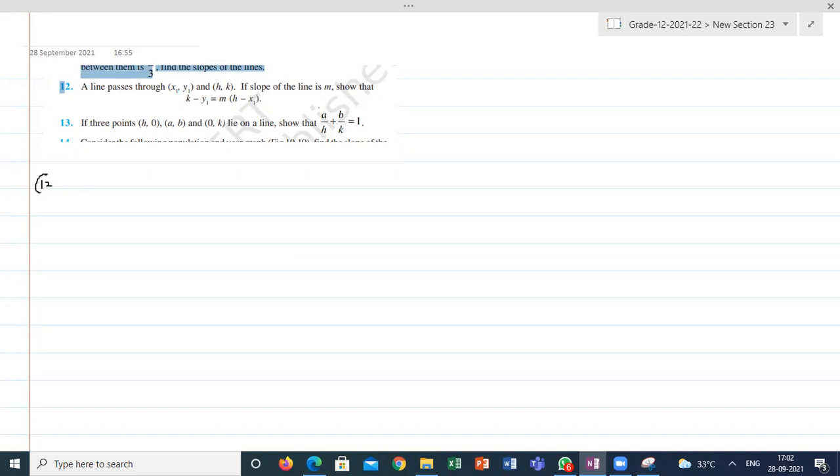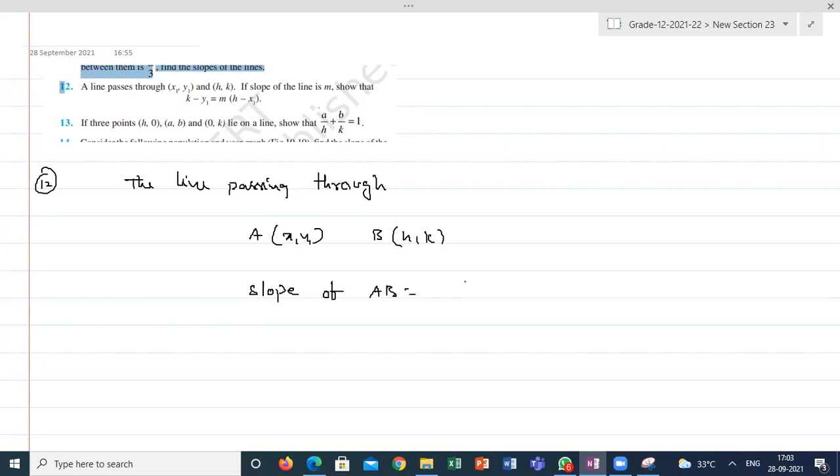A line passing through 2 points. Suppose A is (x1, y1) and B is (h, k). From the definition, the slope of AB is equal to (y2 minus y1) by (x2 minus x1), which is equal to (k minus y1) by (h minus x1).